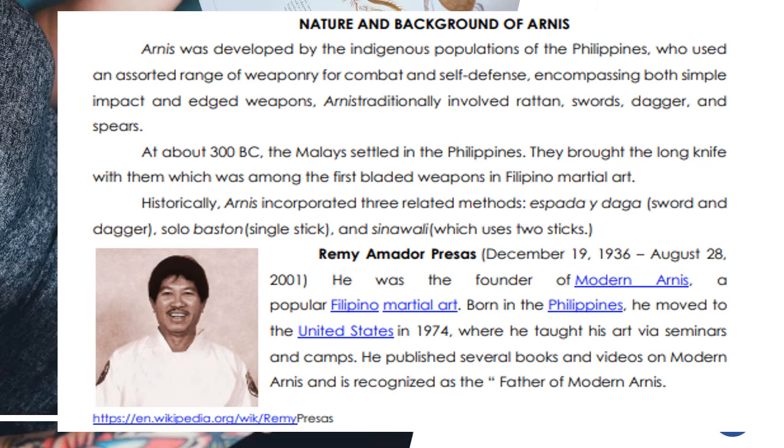Remy Presas, December 19, 1936 to August 28, 2001, was the founder of modern Arnis, a Filipino martial art. Born in the Philippines, he moved to the United States in 1974, where he taught his art via seminars and camps. He published several books and videos on modern Arnis and is recognized as the father of modern Arnis.